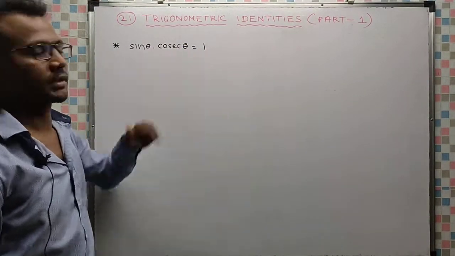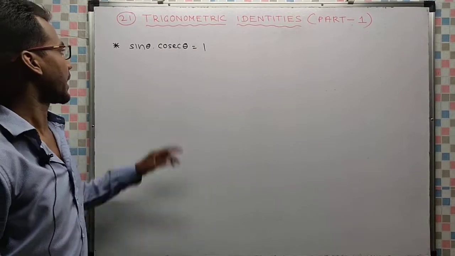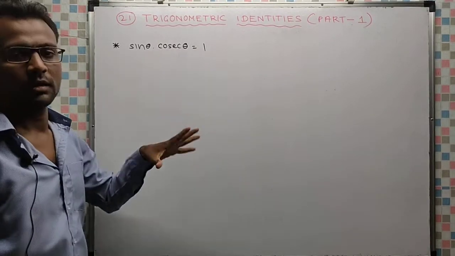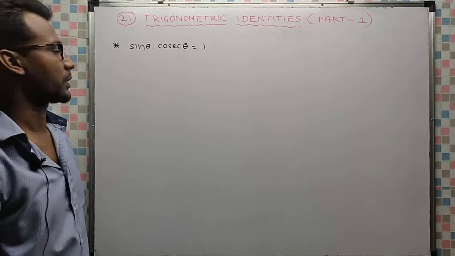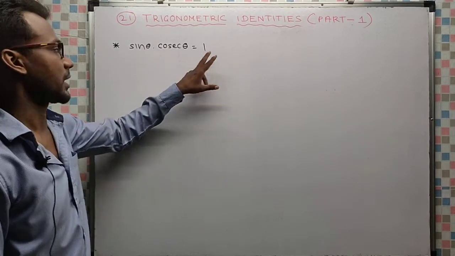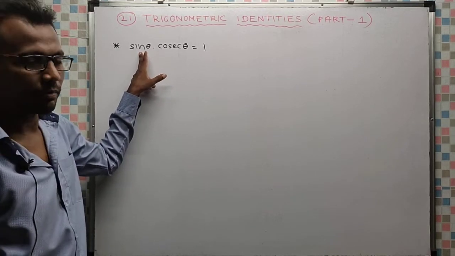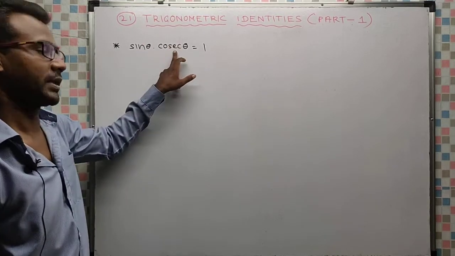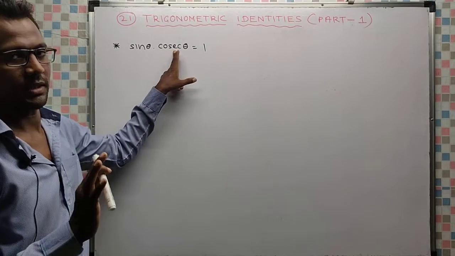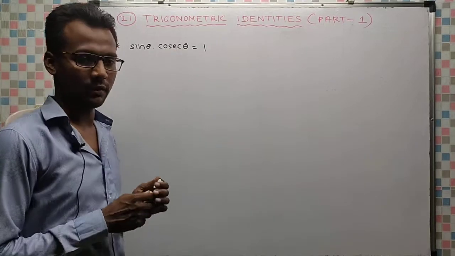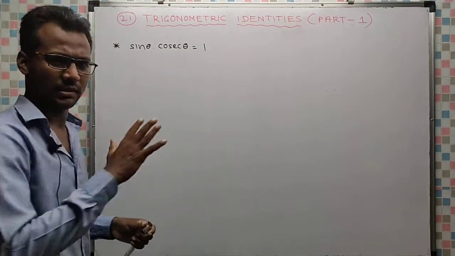Sin theta into cosec theta is equal to 1, because you know that sin theta and cosec theta are reciprocal of each other. So simply sin theta is obviously 1 by cosec theta, and cosec theta is obviously 1 by sin theta. So this is the relation between sin theta and cosec theta. You have studied this in class 9.